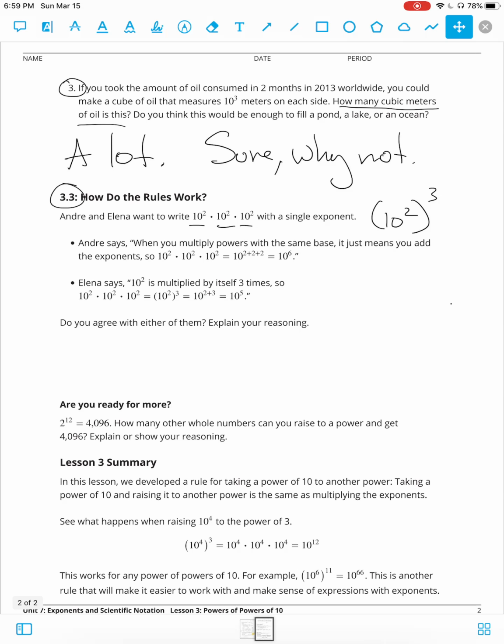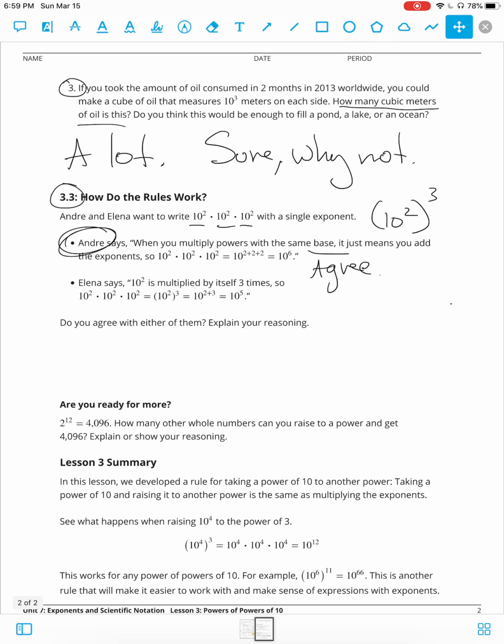Andre says when you multiply powers with the same base, it just means you add the exponents. So 10 squared times 10 squared times 10 squared is equal to 10 to the 2 plus 2 plus 2, which is equal to 10 to the 6th. I agree. I agree with Andre. That's exactly what we did in lesson 2, the last one.